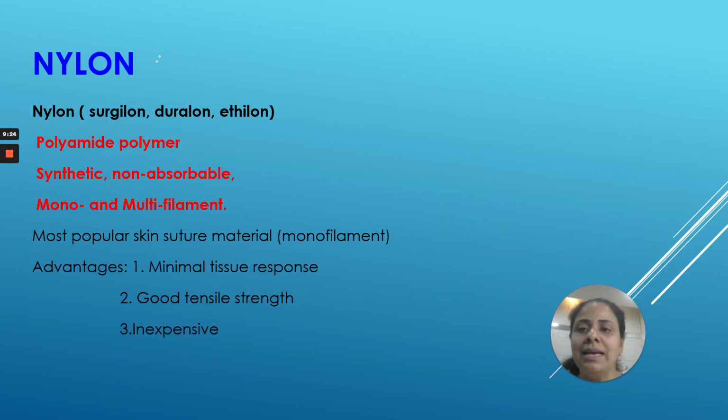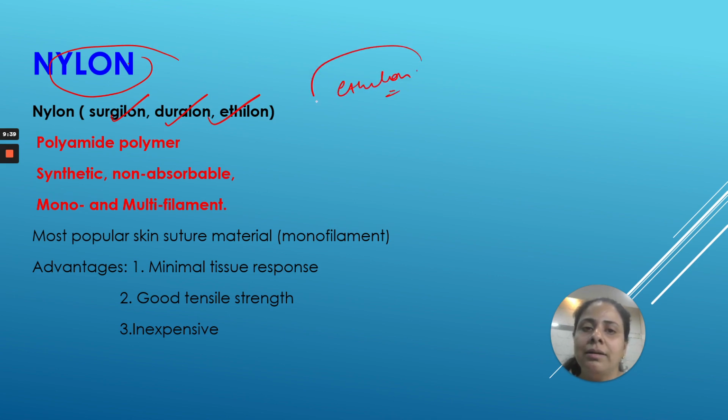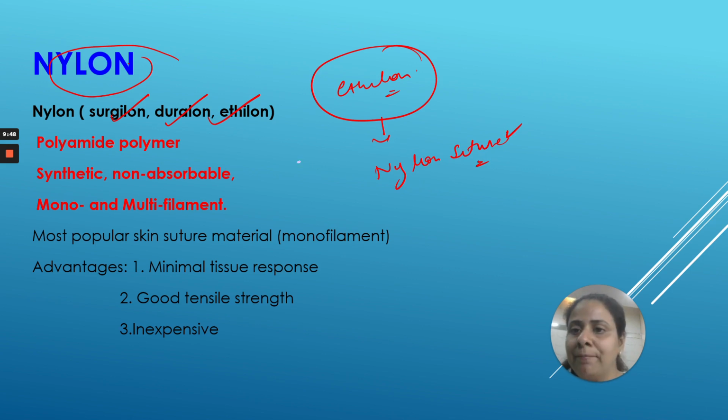So next comes the nylon suture. The trade names are Surgilon, Duralon, Ethilon. So if somebody is asking you, okay, you want Ethilon, you know that they are talking about nylon suture. They are also used in the oral cavity.